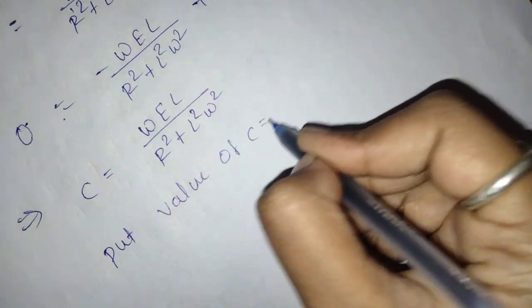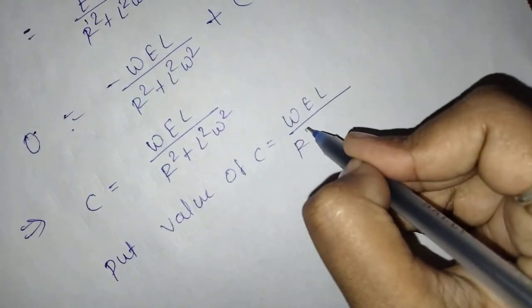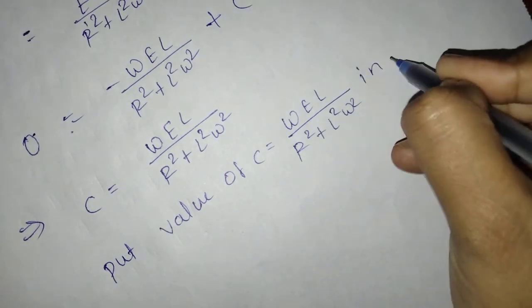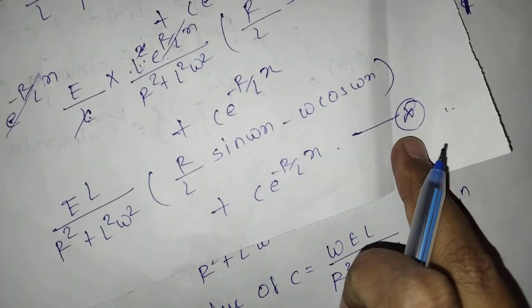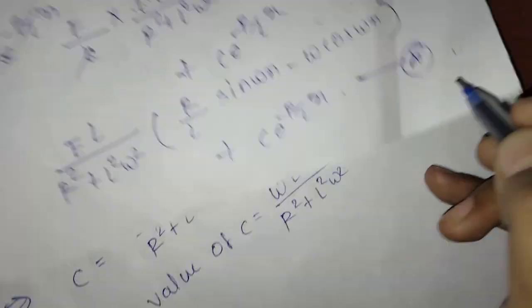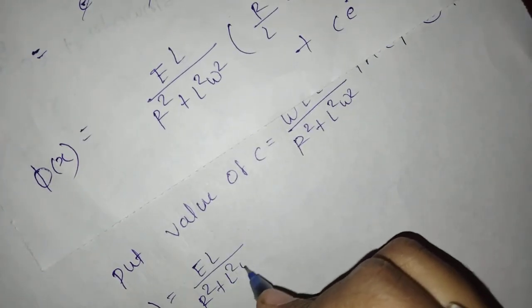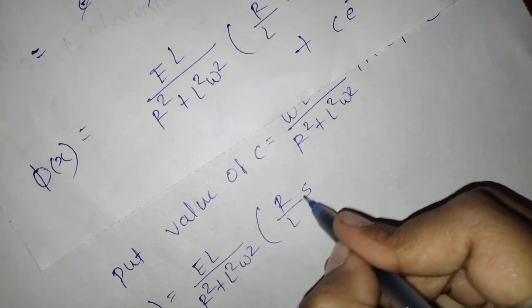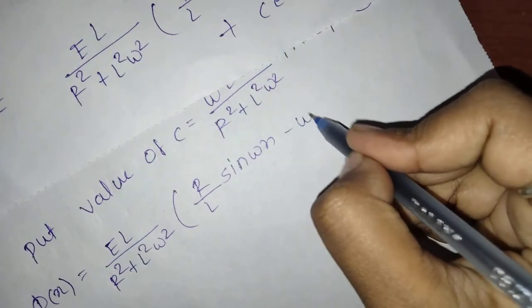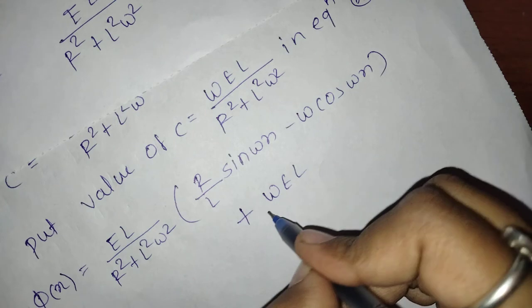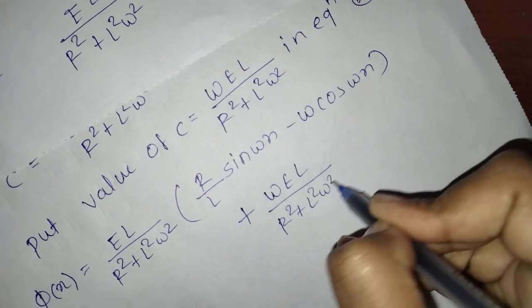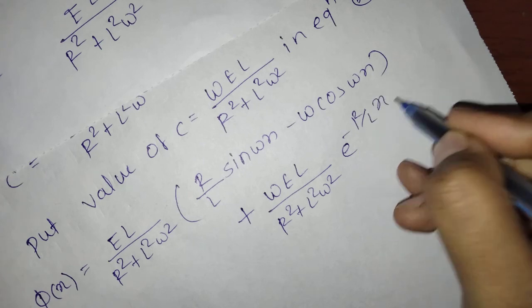So put the value of c, WEL upon r square plus L square w square, in equation, which equation? In equation star. So this equation becomes phi of x is equal to EL upon r square plus L square w square into (r/L) sin wx minus w cos wx, plus c is nothing but WEL upon r square plus L square w square into e raised to minus (r/L)x.